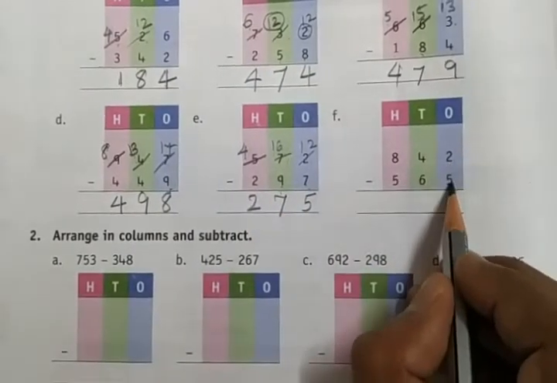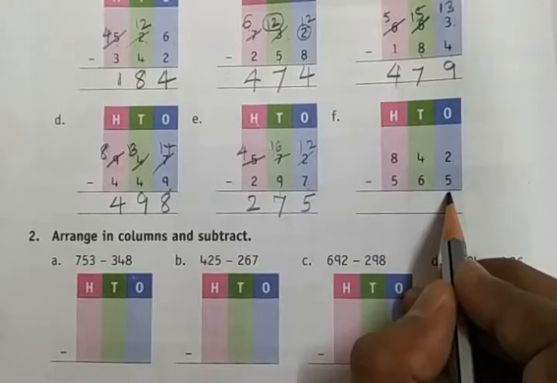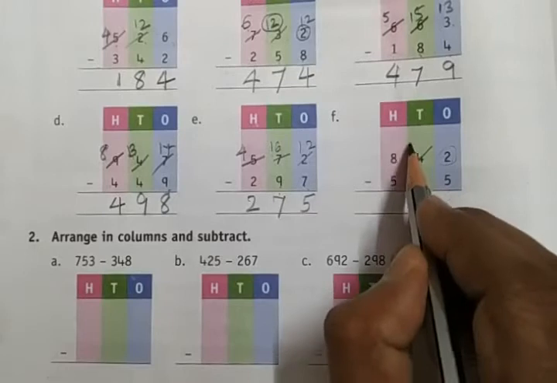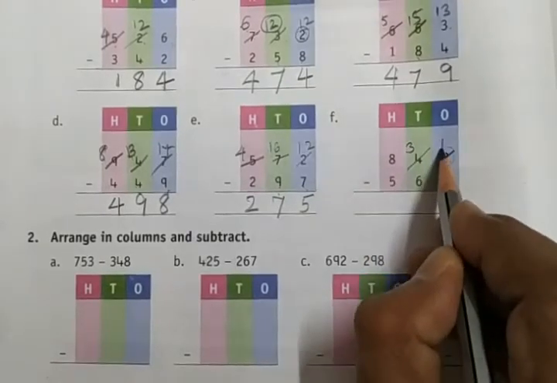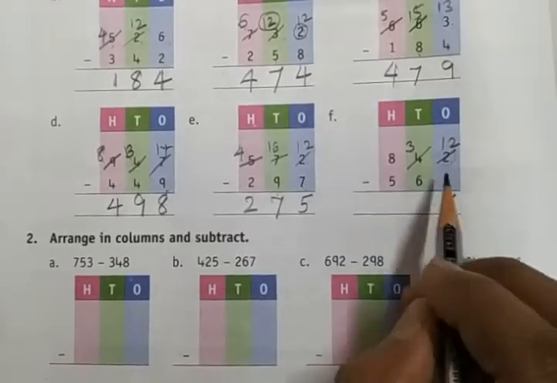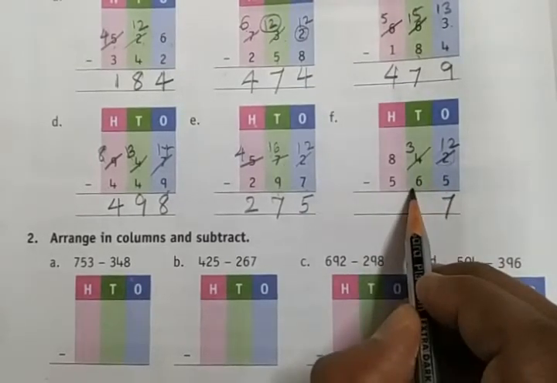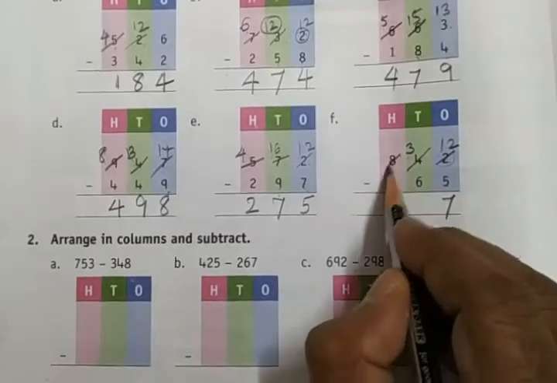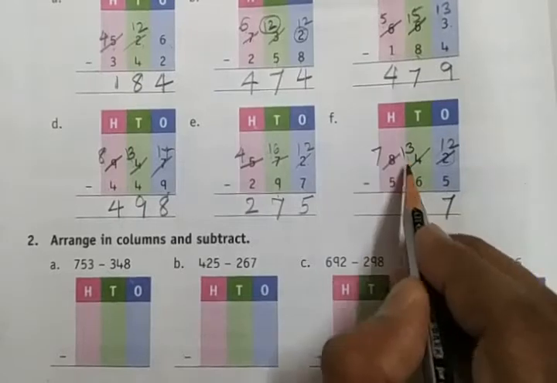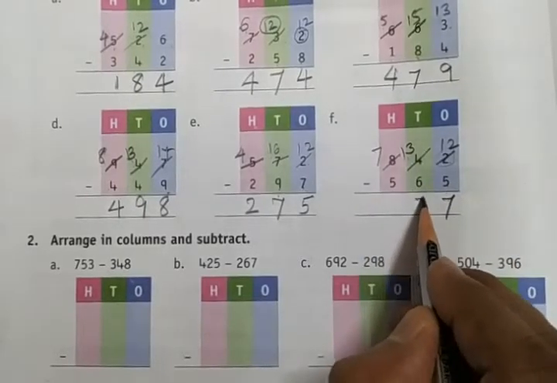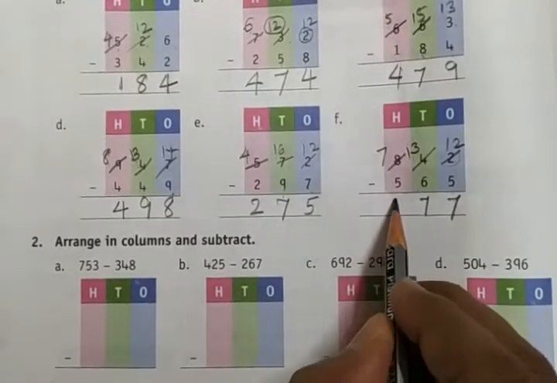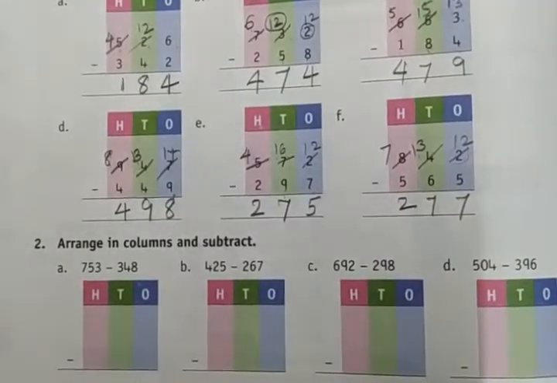Right? 2 minus 5 is not possible to subtract because it's a smaller number and the other is bigger. So you have to borrow. It will become 3 and it will become 12. 10 plus 2 is 12. 12 minus 5 is 7. Then 3 minus 6 is not possible to subtract. Borrow 1. It will become 7. It will become 10 plus 3 is 13. 13 minus 6 is 7 again. Then 7 minus 5 is 2. 277.